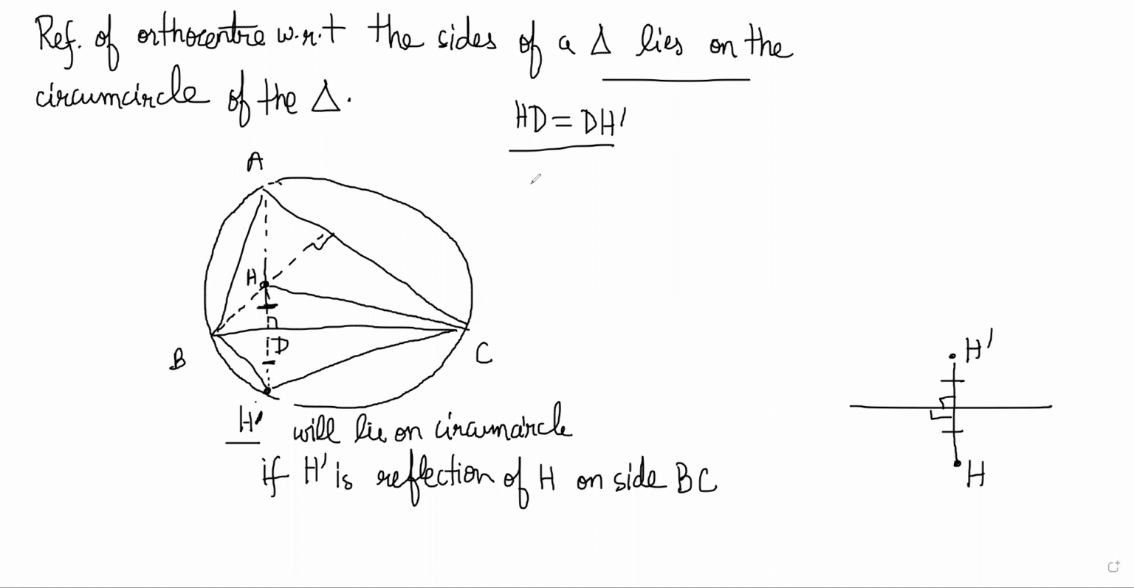So then you will get what? You'll get HB is equal to H dash B, right? So similarly, HDC is congruent to H dash DC. Correct. Then you will get from there CH is equal to H dash C, right? Then what? How will you show that H dash lies on the circumcircle? Sir, angles. What angles?